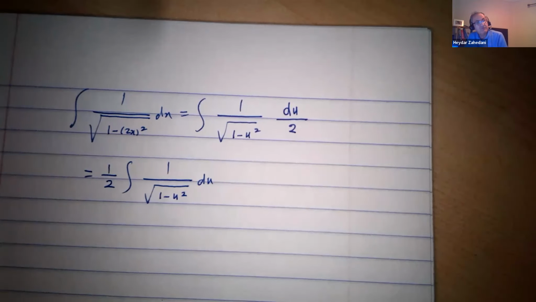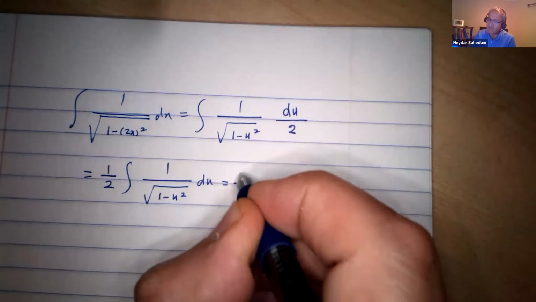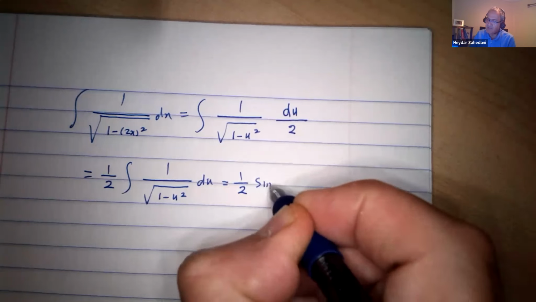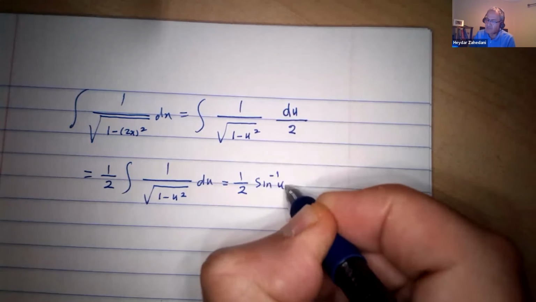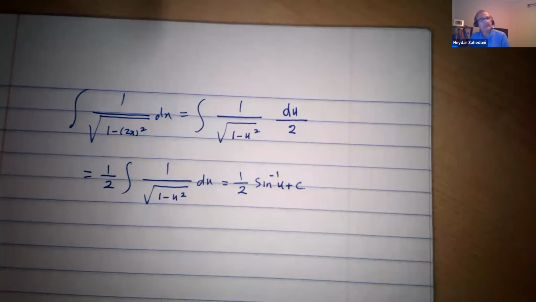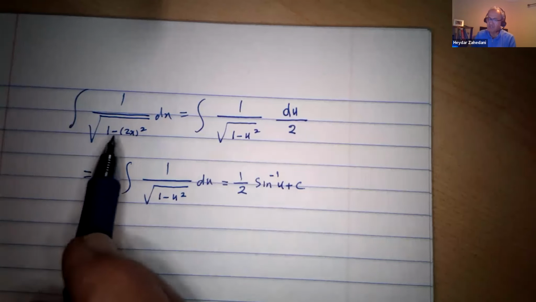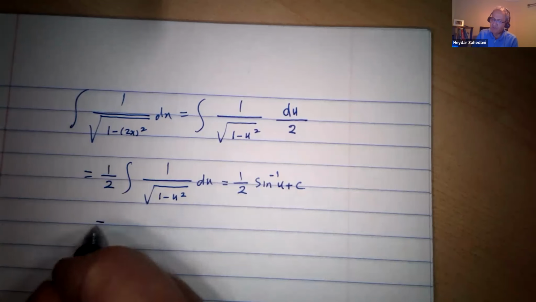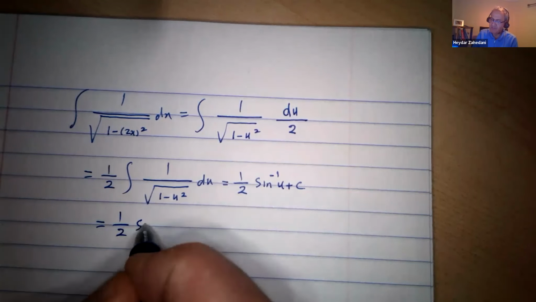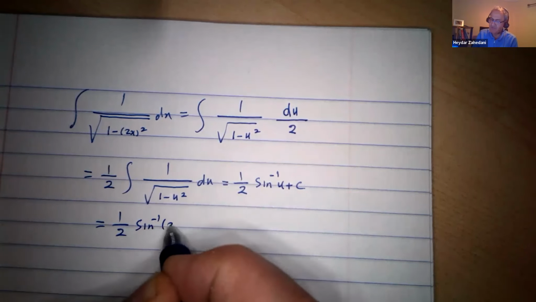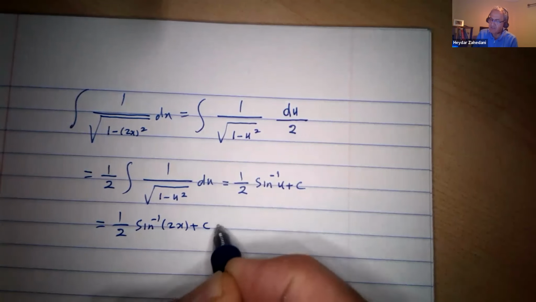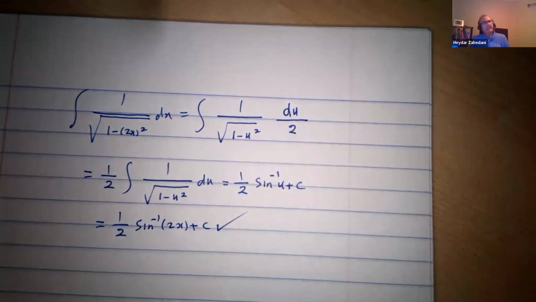So we change it to the format of the sine inverse. So this is going to be simply 1/2 sine inverse of u plus the constant c. But you have to go back and substitute for u. U was 2x. So that would be 1/2 sine inverse of 2x plus the constant c, and you're done.